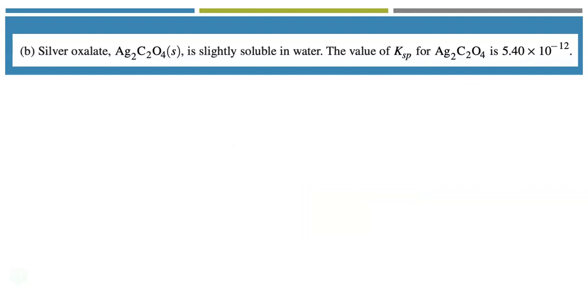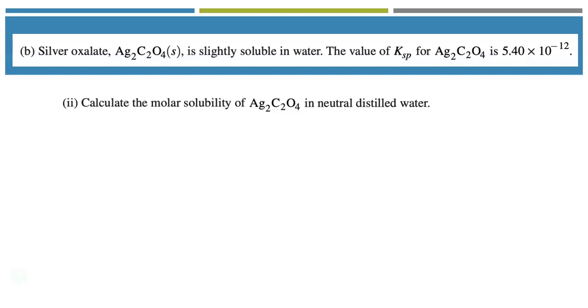So we just wrote a KSP expression. We have a KSP value. You should be able to predict what's coming next, right? We're going to be asked to calculate the molar solubility of silver oxalate, and that's exactly what they want us to do next.